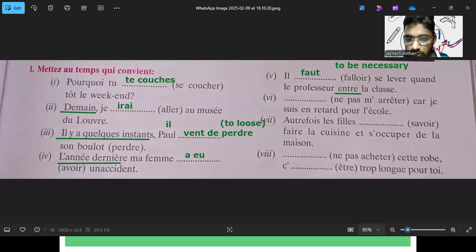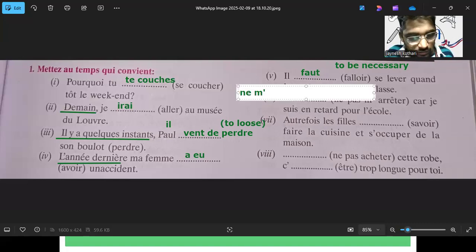Sixth one. Now, students, in the sixth one there is no subject pronoun, no je, tu, il, elle, nous. Nothing is given at the beginning. Which tense will it be? Imperative. Imperative means command. Now, command can be given in the tu, nous, and vous form.